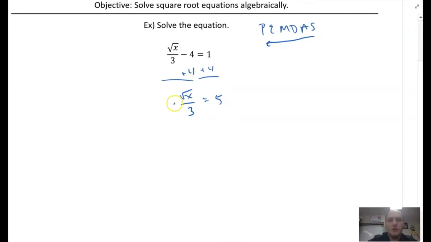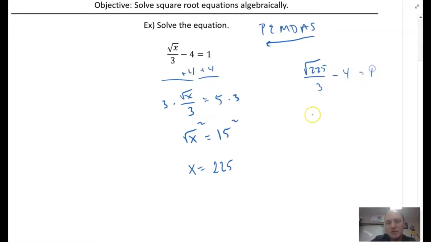We'll multiply each side by 3. We get root x is equal to 15. And then we'll square both sides, and we get x is equal to, I believe that's 225. I was right. 225. Okay, and then again, just double check it. So is the square root of 225 divided by 3 when you take away 4, is that equal to 1? Well, that's 15 over 3 minus 4. Well, that's 5 minus 4, and it is equal to 1.